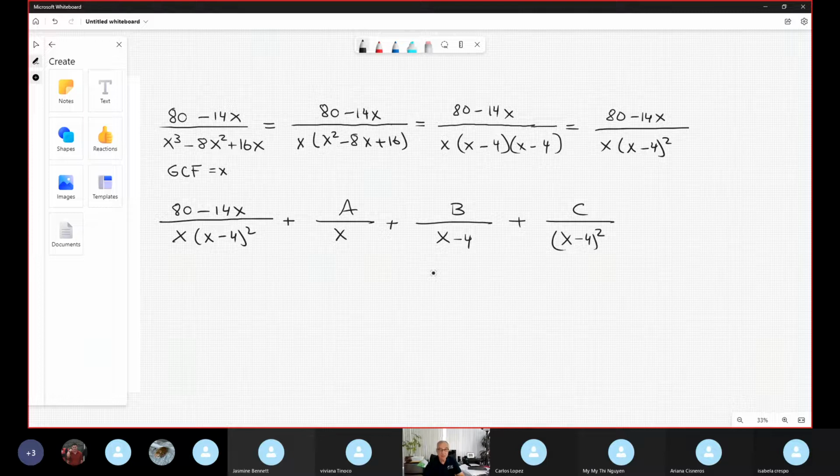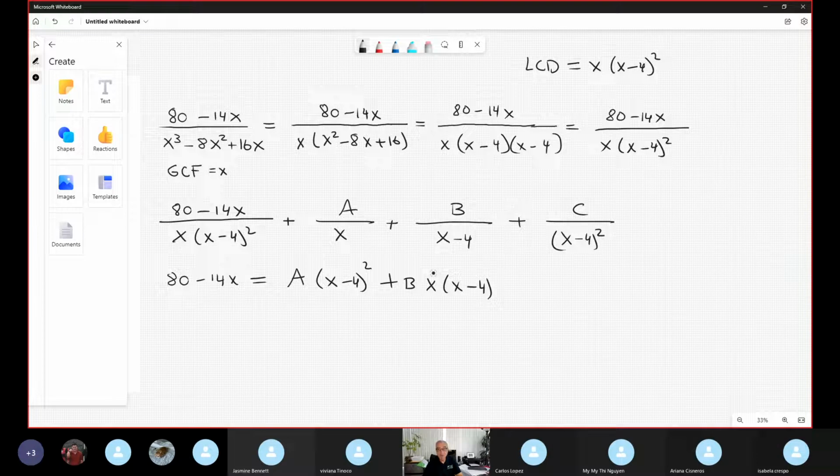Okay, so the LCD is obviously x times x minus 4 squared. When you multiply everything by this, you stay with 80 minus 14x equal A times the factor that is missing, which is x minus 4 squared, plus B, and we have here x times 1 x minus 4. Because obviously x minus 4 cancels out with the 1 and stays x and x minus 4 one time, plus Cx, right?